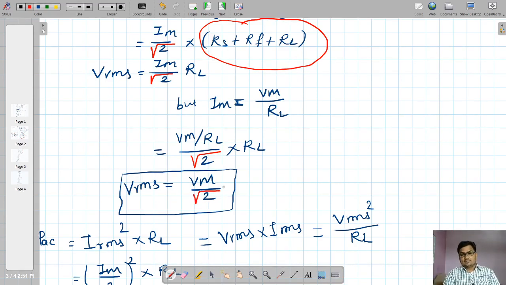In case of half wave rectifier, what was the equation? The equation was Vm by 2. In case of full wave rectifier, what is the equation? It is Vm divided by root 2. These equations are quite simple to remember. Look at this, IRMS is Im by 2 in case of half wave rectifier, and in full wave rectifier it is Im by root 2. In half wave rectifier, the AC voltage is Vm by 2. In case of full wave rectifier, it is Vm by root 2. So things are quite simple if we compare all the equations.